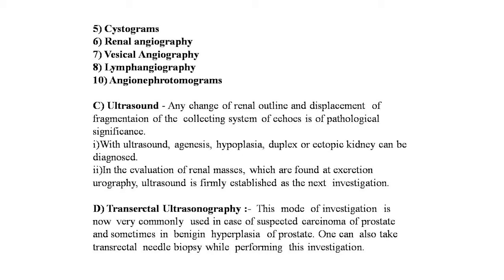And next is vesical angiography. A Seldinger's catheter is passed to the bifurcation of the aorta and 30 ml of 90% contrast medium is injected. Next investigation of the renal function test is lymphangiography.